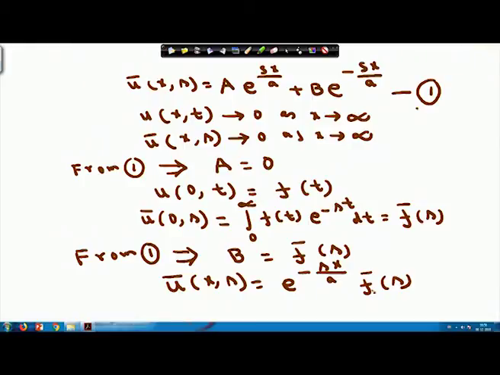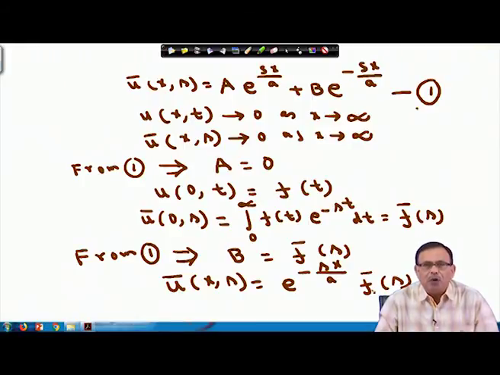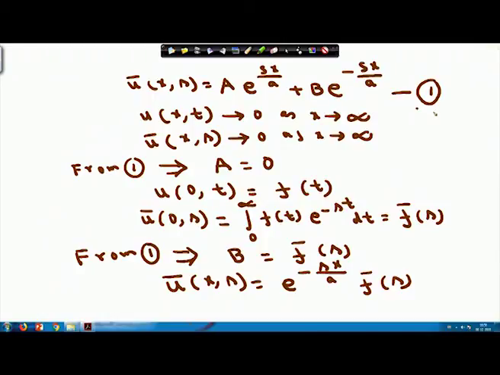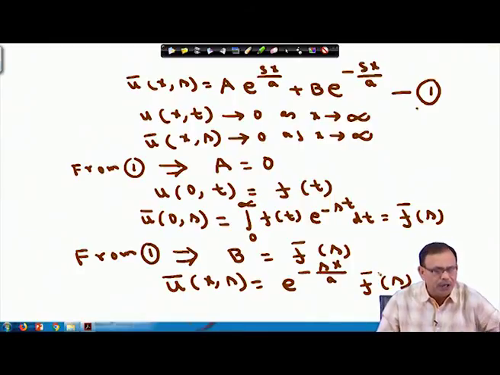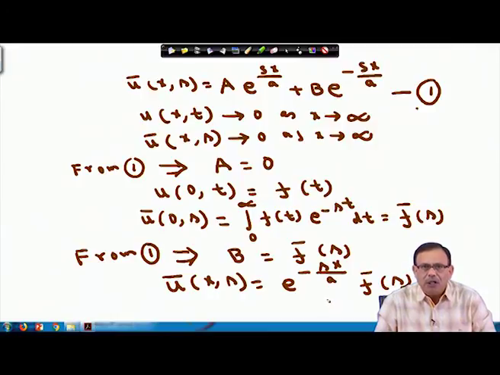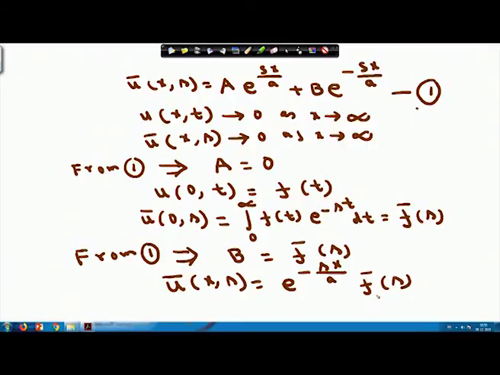First step was to find the solution of the ODE, which I derived from the PDE. Using the Laplace transform, I converted the PDE into the second order ODE. I found the solution of that, obtained in the form of equation 1, and this was the first step. In the second step, I am finding the values of the coefficients using the conditions provided, and I am finding the solution as e power minus s x by a into f bar s. This is my second step.